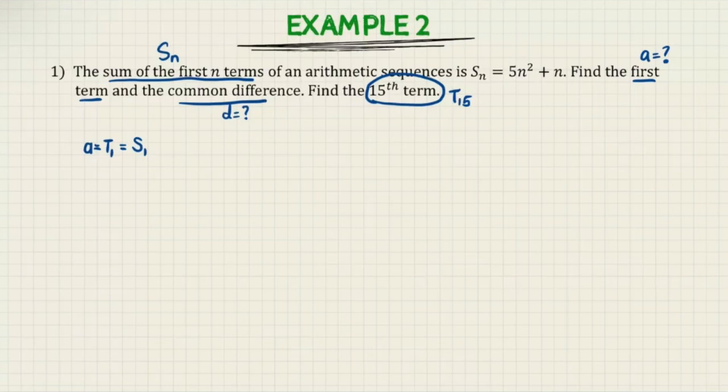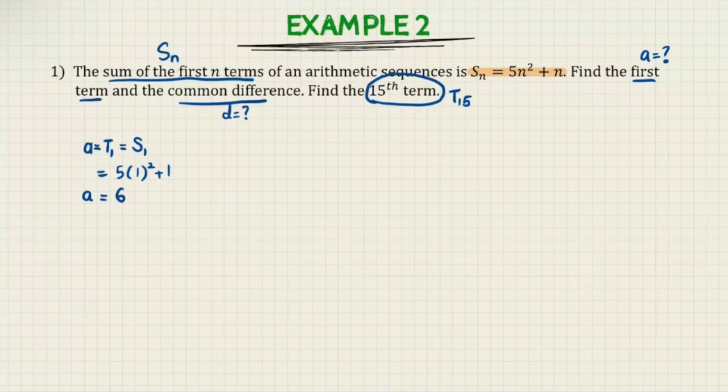Okay, so secara general Sn, our Sn is equals to 5n squared plus n. So untuk dapatkan S1 hanya perlu gantikan sahaja n dengan 1. So our A will be equals to 5 darabkan dengan 1 squared tambah 1. So 5 darab dengan 1 squared adalah 5. 5 tambah 1 dapat 6. So I get A is equals to 6. Okay, so this is my first term.